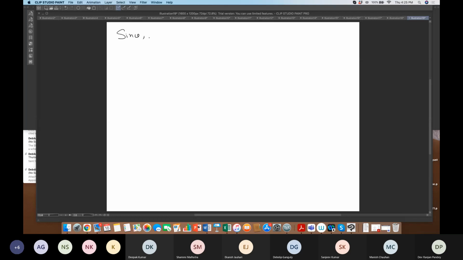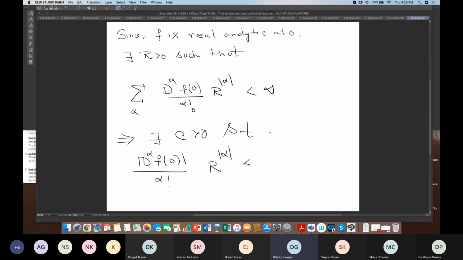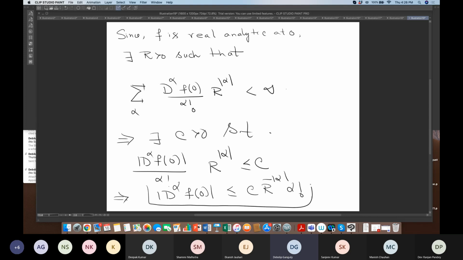Since f is real analytic at 0, there exists R positive such that the series of d alpha f at 0 by alpha factorial converges. This implies there exists C positive such that d alpha f0 by alpha factorial r to the power mod alpha is less than C, and this is d alpha f0 is less than C r to the power minus mod alpha. Is that okay? Same trick.